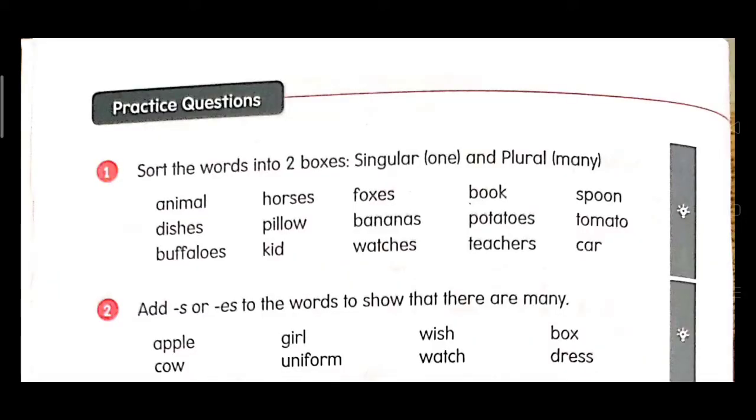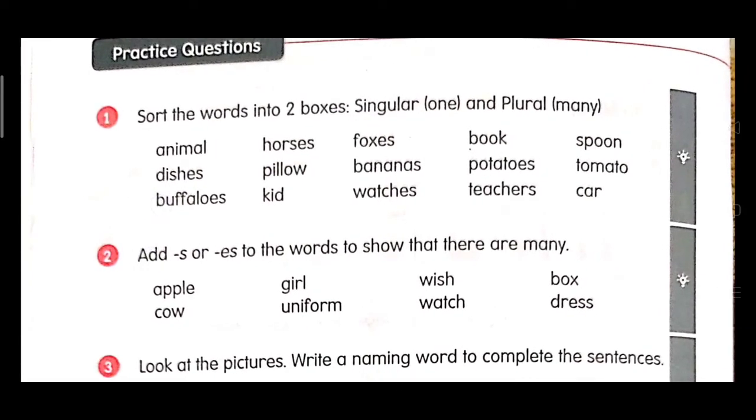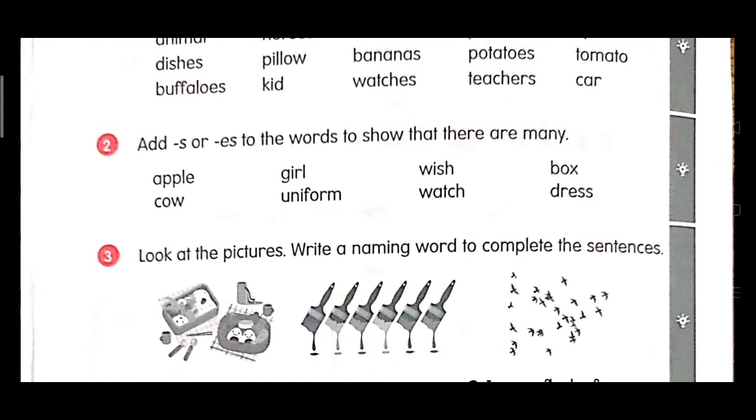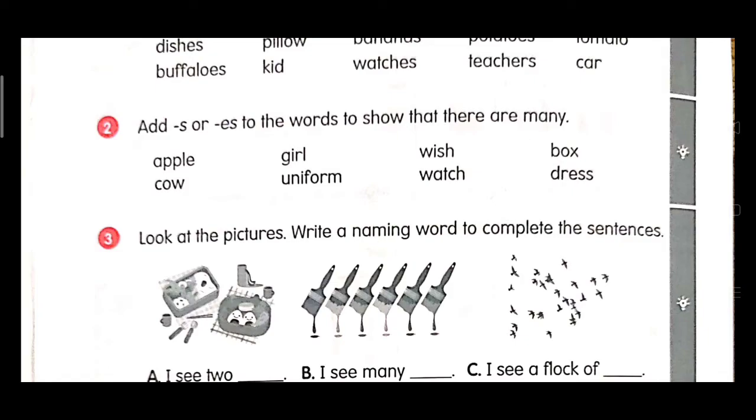Students, now open your grammar guide, page number 2. Practice questions. Practice question number 1. Sort out the words into two boxes, singular one and plural many. As you did in the activity also, in one group you will put the words which are singular, and in the other one you will put the words which are plural. Now question 2, add s or es to the words to show that there are many. Now you will add s or es accordingly, and you know very well where to add s or where to add es.